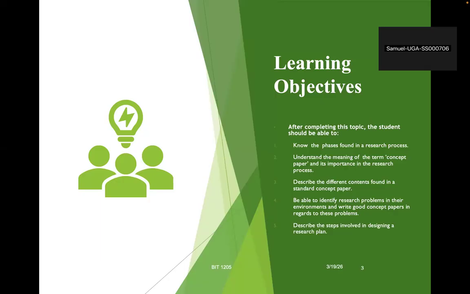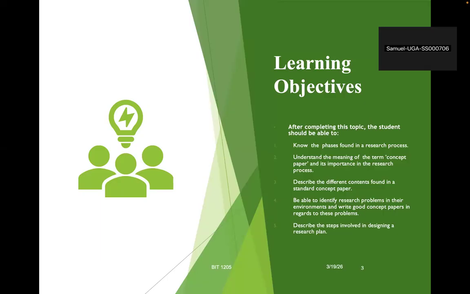Then we shall also have to describe the different contents found in a standard concept paper, be able to identify research problems in their environments, and then come up with good concept papers in regards to these problems.